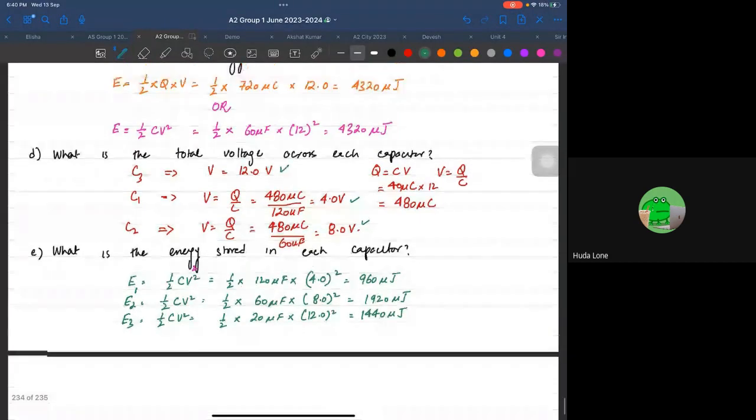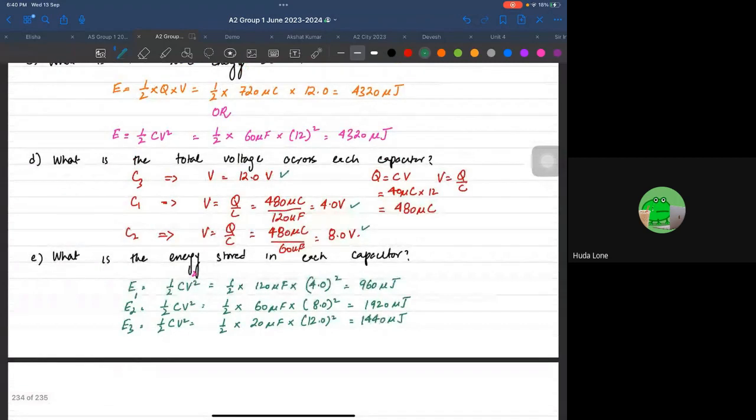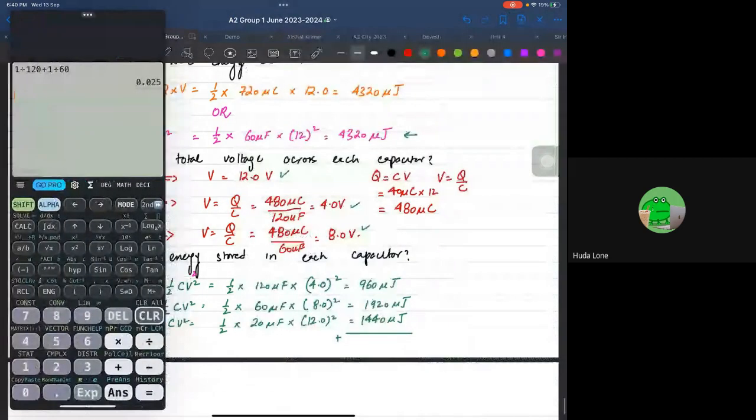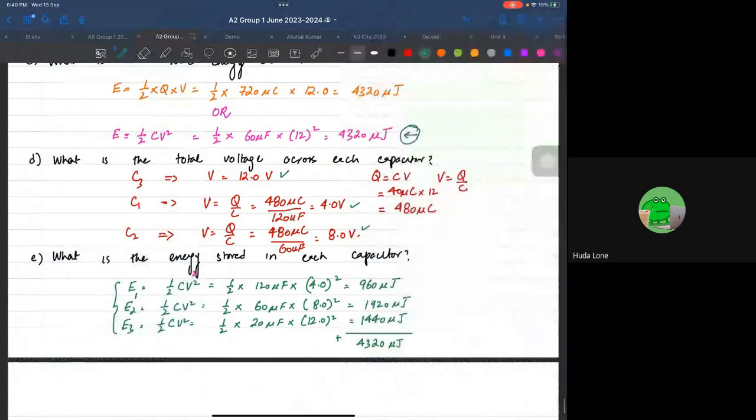Now, to check that we have done everything correctly, if I add all of these together, I should be getting this answer. All right, so let's check if our answers are correct. 960 plus 1920 plus 1440 gives us the same answer, 4320 microjoules, which is right here as well. Understood? Yes.